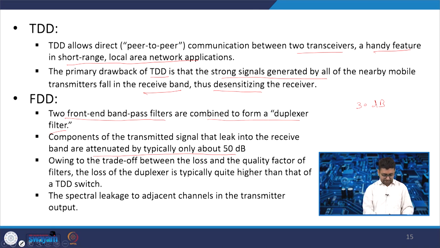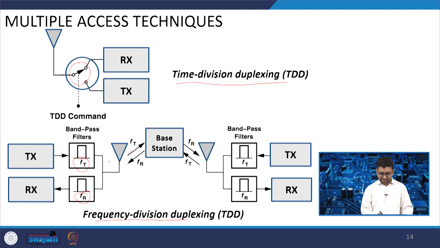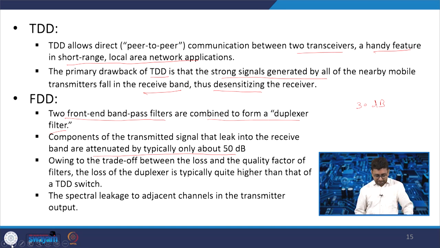For example, if 30 dBm is transmitted at one frequency, the duplexer on the other hand is just attenuating that signal by 50 dB, so that it will have a minus 20 dBm input, which is much higher than the received signal, which has an amplitude of minus 30 dBm or lower, even around minus 90 dBm. So that is important when we are using frequency division duplexing.